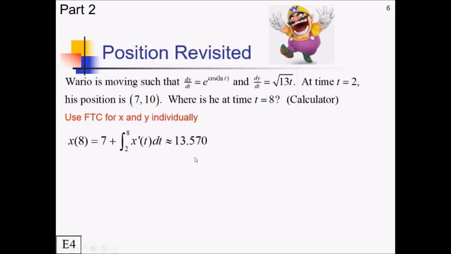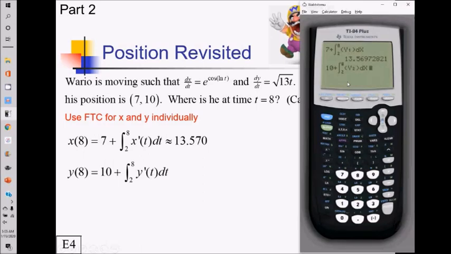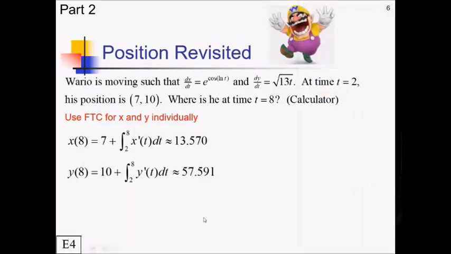So pause the video and see if you can figure out the new y value at time 8. All right, so for y of 8, we need the old y value of 10. That was our y value at time 2, plus an integral again from 2 to 8. And this time we've got y prime of t dt. Calculator time. So this time on my calculator, I'm doing 10 plus integral from 2 to 8 of y2, because that's where I stored this y prime here. And that's going to come out to 57.591. So putting it all together, we've got the point (13.570, 57.591).